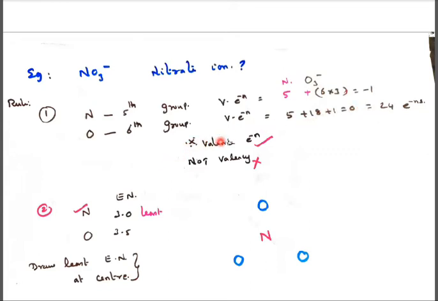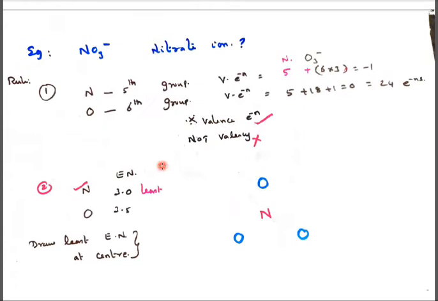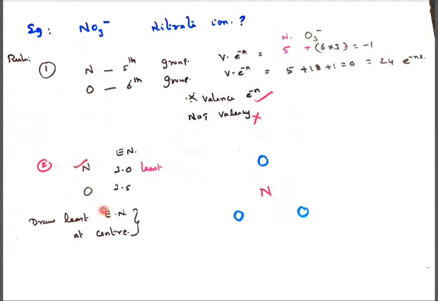Very important: valence electrons, not valency. We should consider only valence electrons. Now let us see the electronegativity of nitrogen and oxygen. Nitrogen is 3.0 and oxygen is 3.5. So draw the least electronegative atom at the center. I have written nitrogen centrally because it has an electronegativity value of 3, and oxygen has 3.5. So I have spatially surrounded the 3 oxygens around the nitrogen.